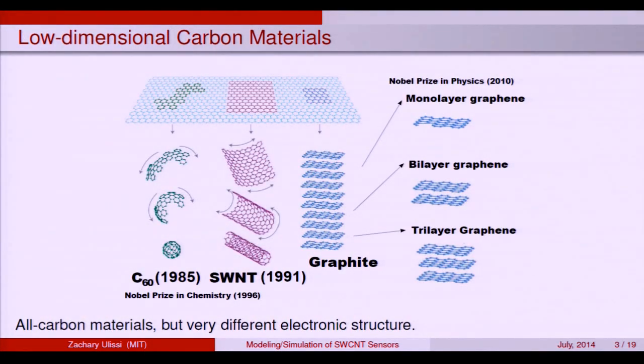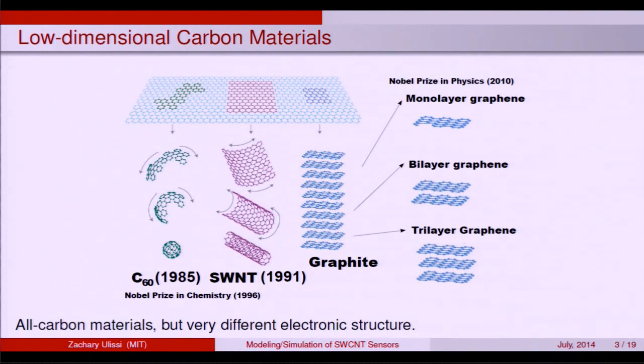So what do I mean by low-dimensional carbon materials? These have really come up in the past 20 years, not because they weren't made in the past, but just because it's been very difficult to isolate and study them. So in the mid-1980s, C60, Buckminster fullerene, was discovered, and that led to the Nobel Prize in Chemistry for its synthesis in 1996.